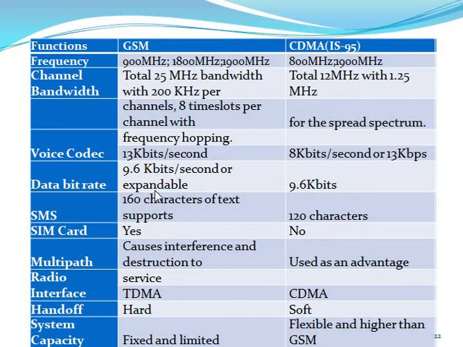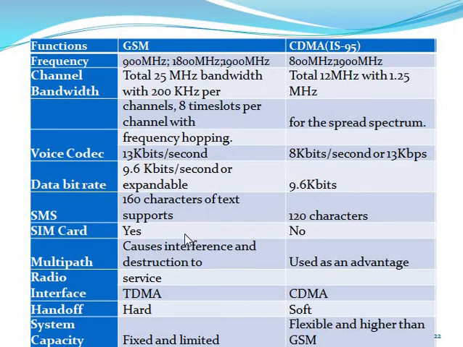The data bit rate is 9.6. Here also it will be 9.6. For SMS, you can send 116 characters of text support, and we can say that CDMA is 120. SIM card is yes for GSM and no for CDMA.